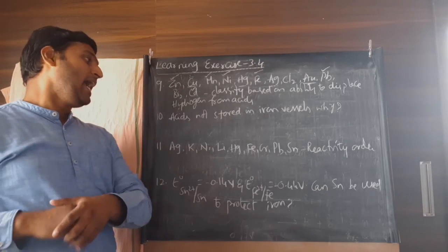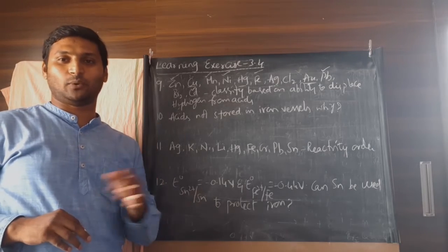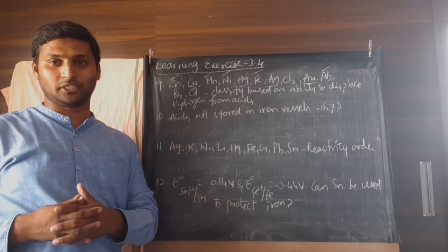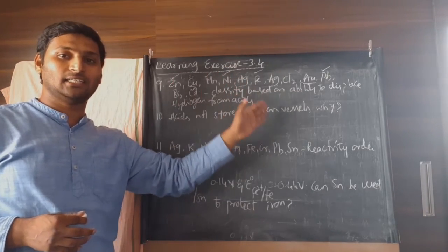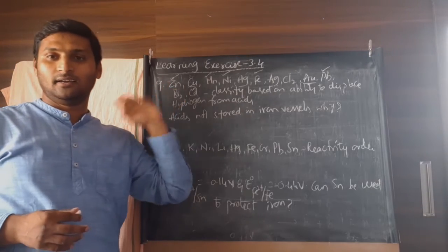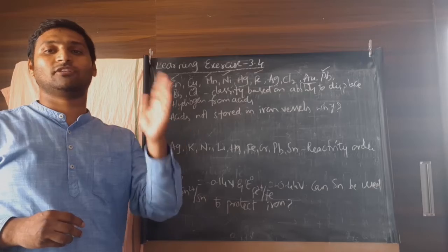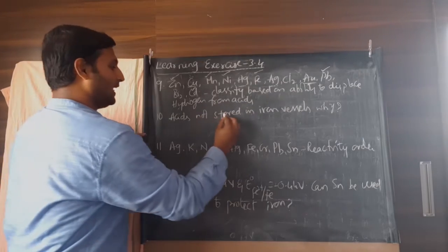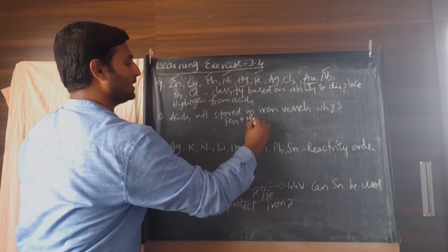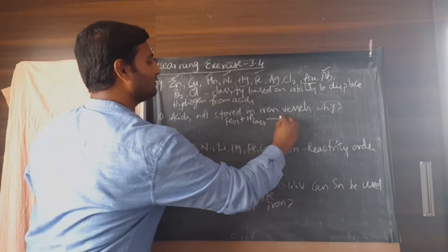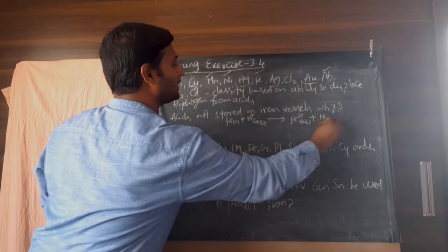Moving on. Acids not stored in iron vessels, why? Again, this question is similar to that Ankit and Anusha question. Iron being more reactive than hydrogen, iron tends to displace hydrogen from acids very conveniently. And the reaction is going to be Fe solid plus H+ aqueous gives rise to Fe2+ aqueous plus H2.